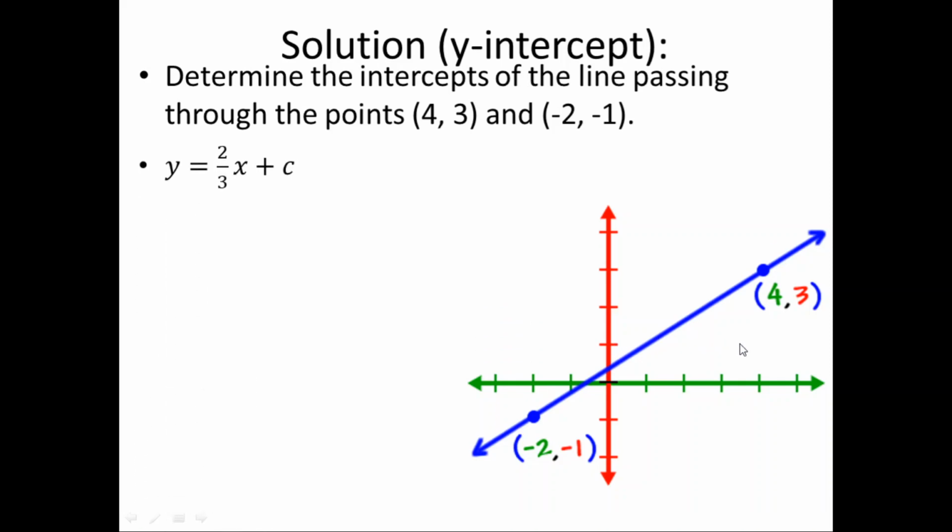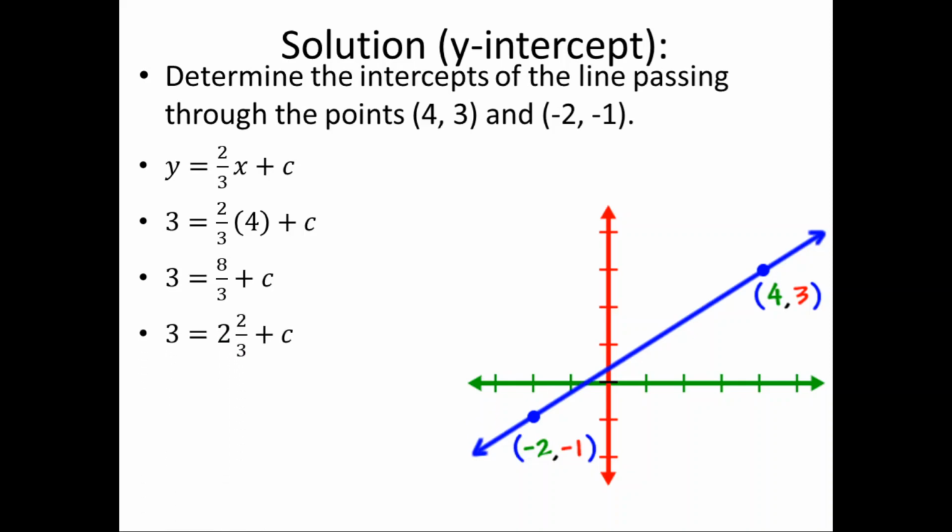So we know the gradient is 2/3. So the equation of this line will look something like y equals 2/3 x plus c. So we substitute the values 4 and 3 for x and y respectively. So y is 3 and x is 4. And then we simplify. So 4 times 2 is 8. So we have 3 is equal to 8 over 3 plus c.